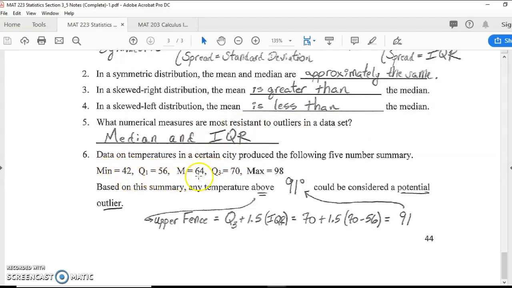If I gave you a 5-number summary, here it is. This is temperatures in a certain city that produced this following 5-number summary. Based on this 5-number summary, how would I know what temperature could be considered a potential outlier? You can't get it straight from the 5-number summary. You have to first compute the upper fence, which is not in our summary. Remember, the upper fence is Q3 plus 1.5 IQR. That comes out to be 91. So any temperature more than 91 degrees would be a potential outlier.